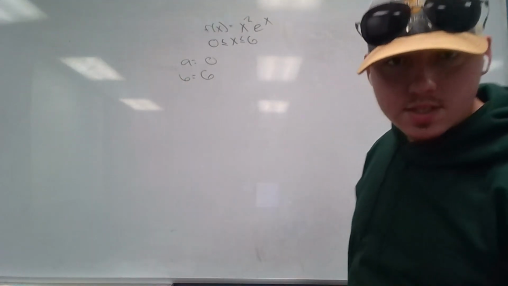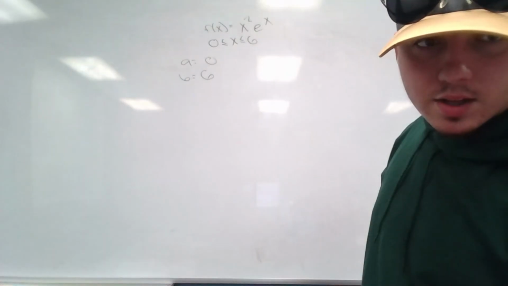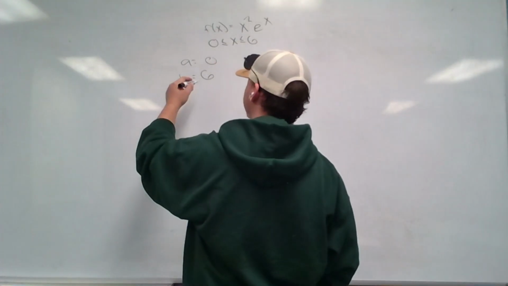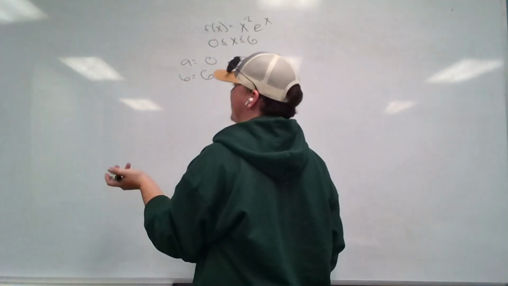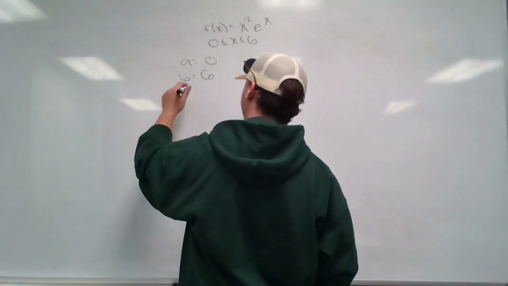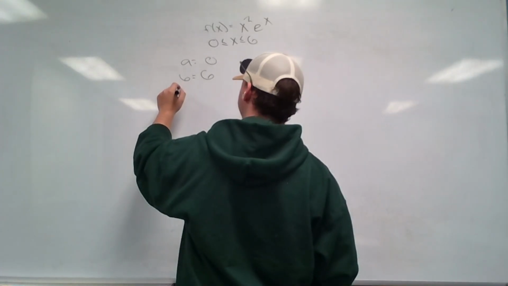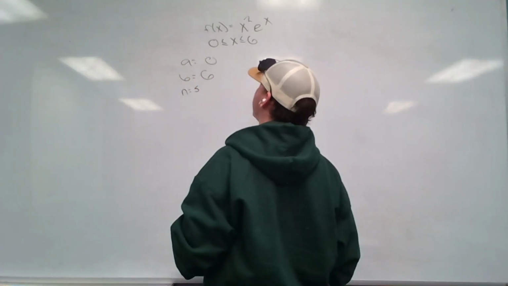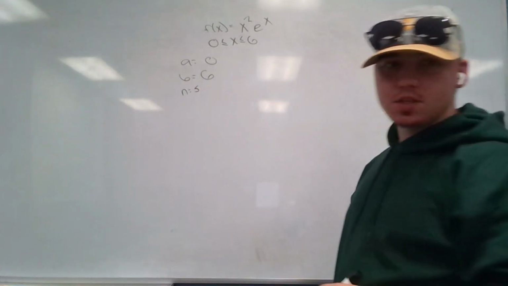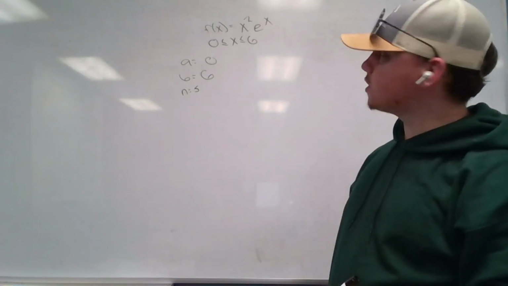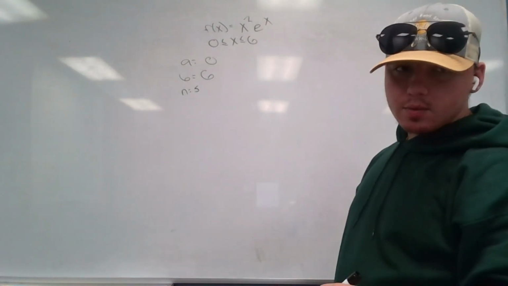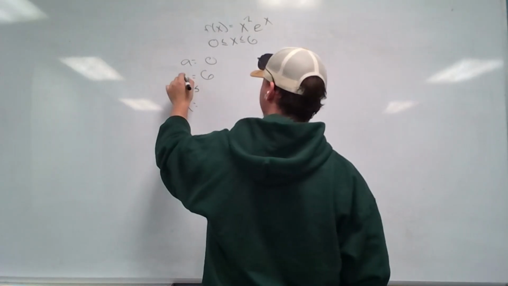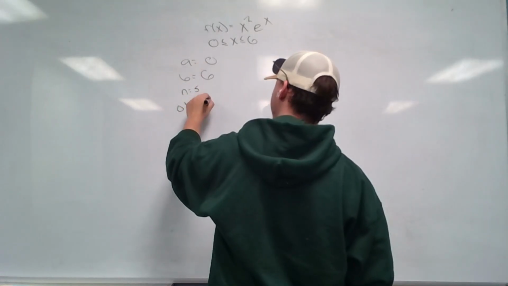How many subintervals did it say? It actually doesn't say, but I want to make something up. 5. 5 subintervals. So now what we're going to calculate is our change in x. Our change in x is going to be equal to 6 minus 0 over 5, 6/5.